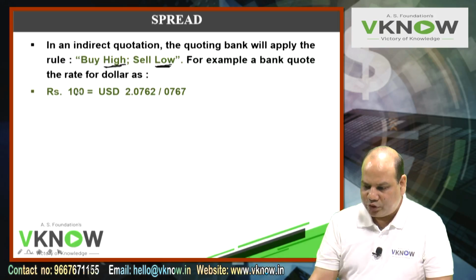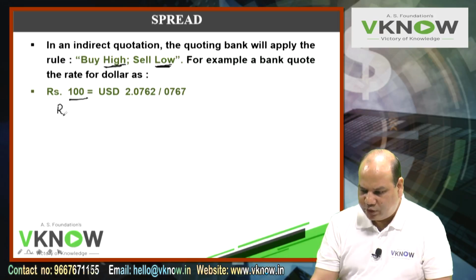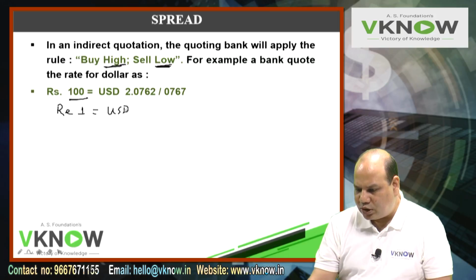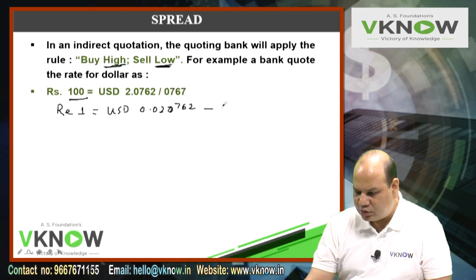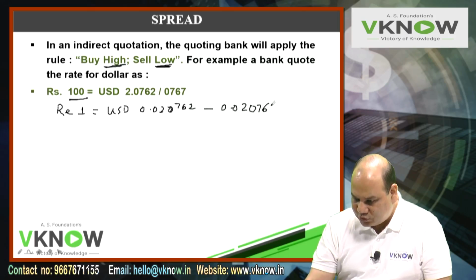Suppose the rate is 100 rupees is equal to USD 2.0762 and this is to be read as 2.0767. Now I will tell you why 100 is given. It can be rupee 1 also. But normally if I write rupee 1, then I will have to write like this: 0.020762 dash 0.020767.